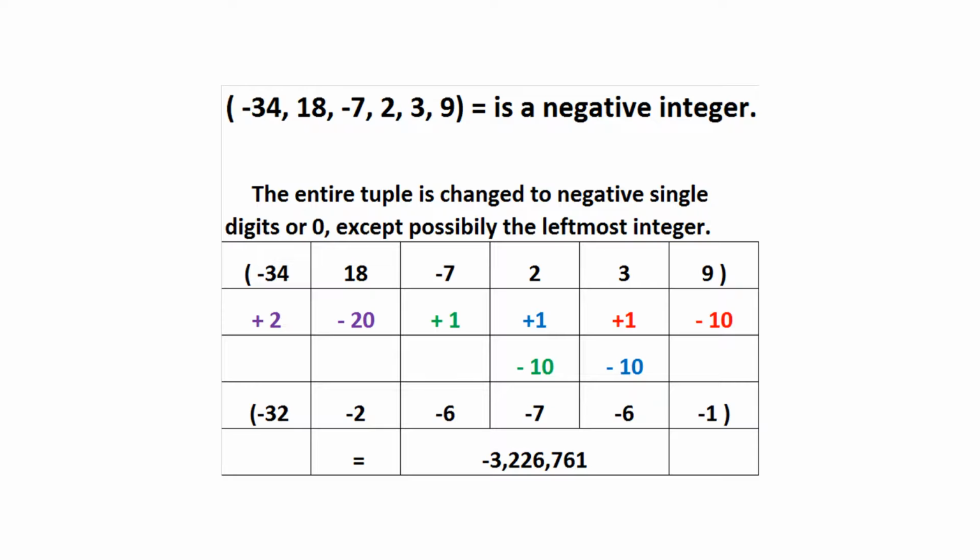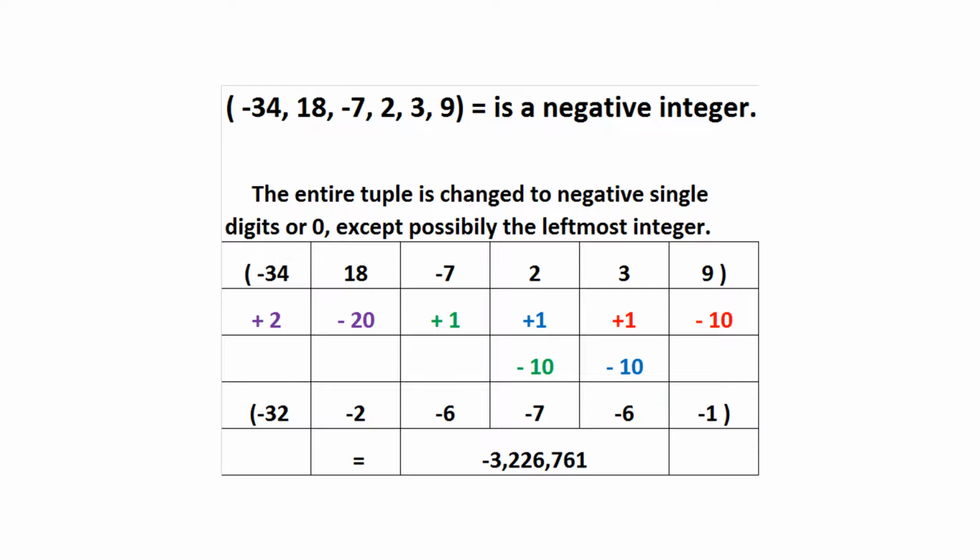We have to now add 1 in the next column to the left. -7 plus 1, that is -6. It's negative. We don't have to do anything. Come to 18. We have to add a -20 and then add 2 in the next column to the left. 18 - 20, that's a -2. -34 plus 2 is -32. All the integers now in the tuple are negative.